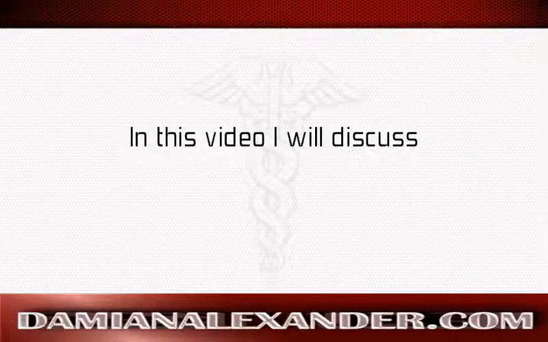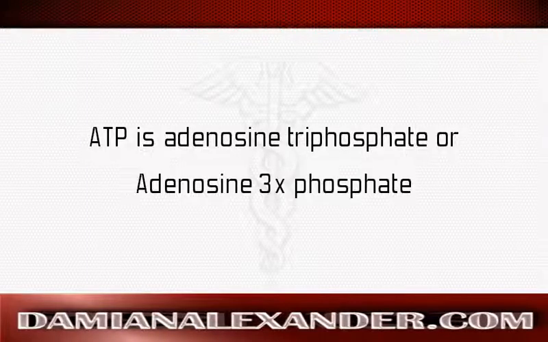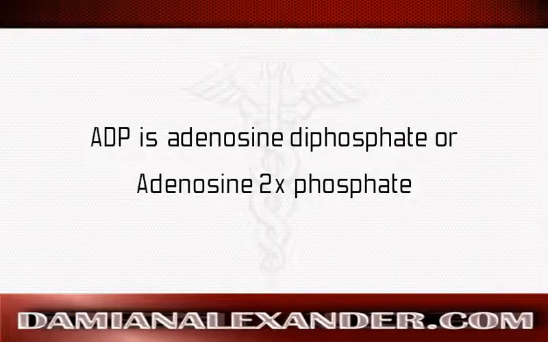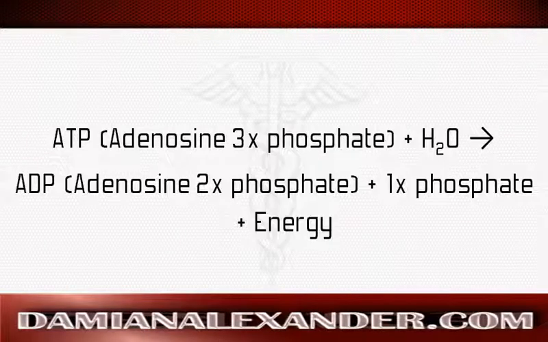In this video, I will discuss how adenosine triphosphate works. ATP is adenosine triphosphate, or adenosine with 3 phosphate groups. ADP is adenosine diphosphate, or adenosine with 2 phosphate groups. Basically, ATP works by being broken down into ADP, a phosphate group, and energy.